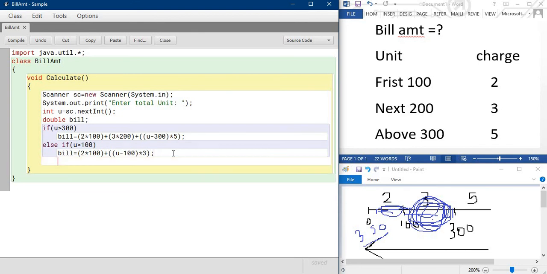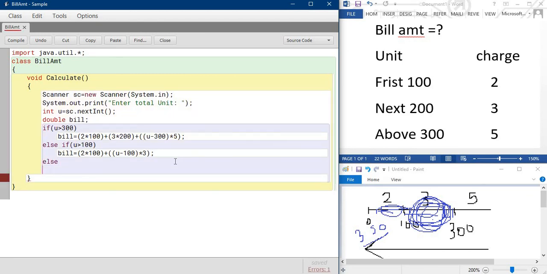Otherwise, else portion, below 100. In this case, below 100 anywhere the amount is 2. So here bill is equal to unit into 2. Okay, this is the calculation. Now time to print the value.